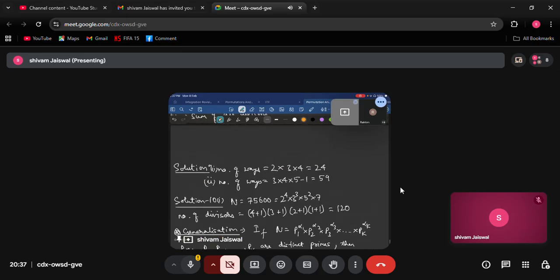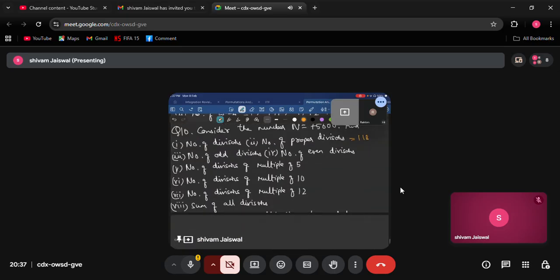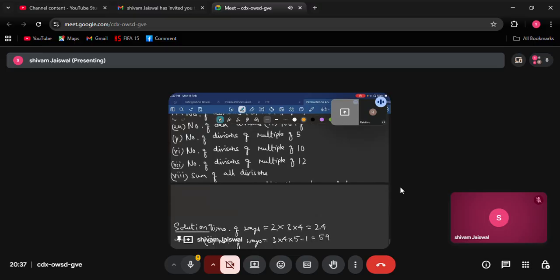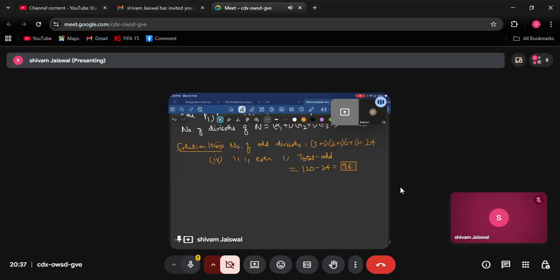Next. Solve 5, 6, 7, 8. Okay. So I'm solving this one, 5. Number of divisors that are multiples of 5. Okay. That means you need to select at least one 5. Right. Tell me. You need to select at least one 5.